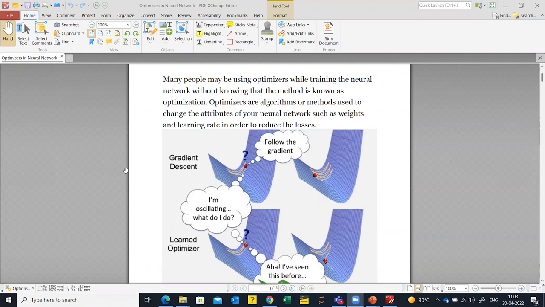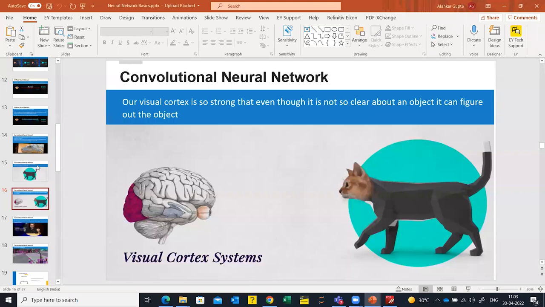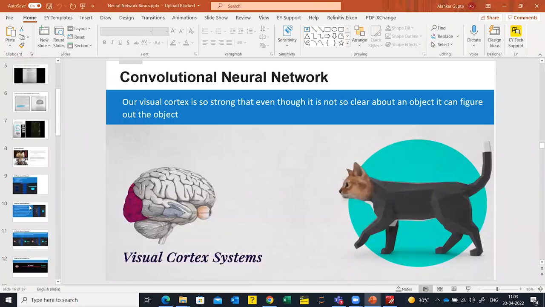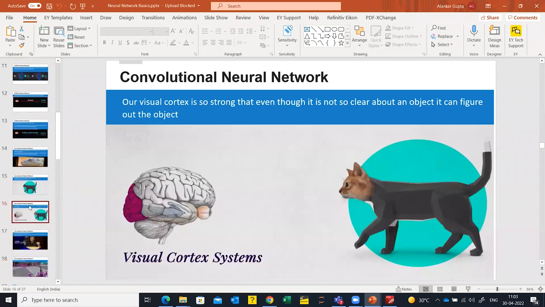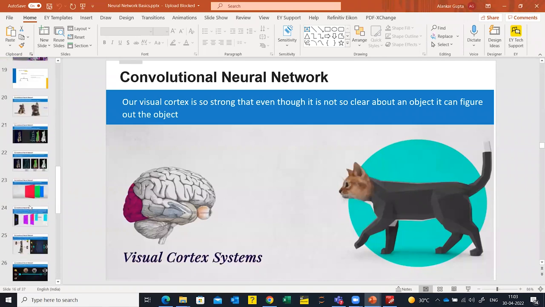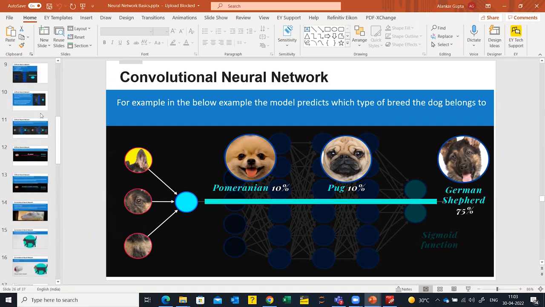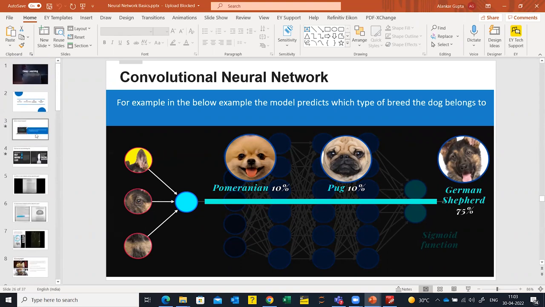So whenever we saw the example where there is a difference between the actual and the predicted value, in that case we have a loss function associated with it. Now this loss function can be reduced by changing the weight vectors which we have.